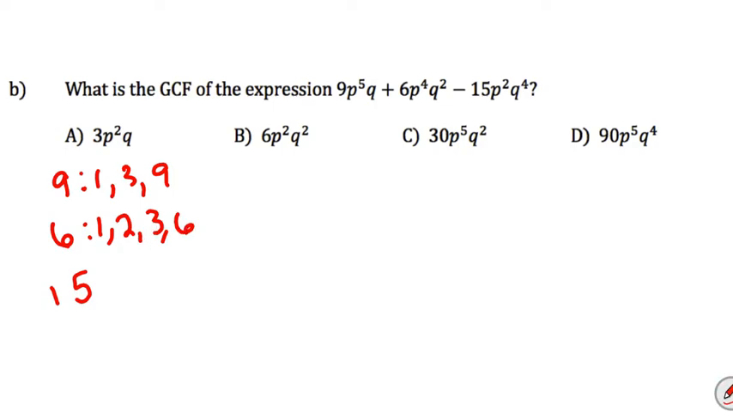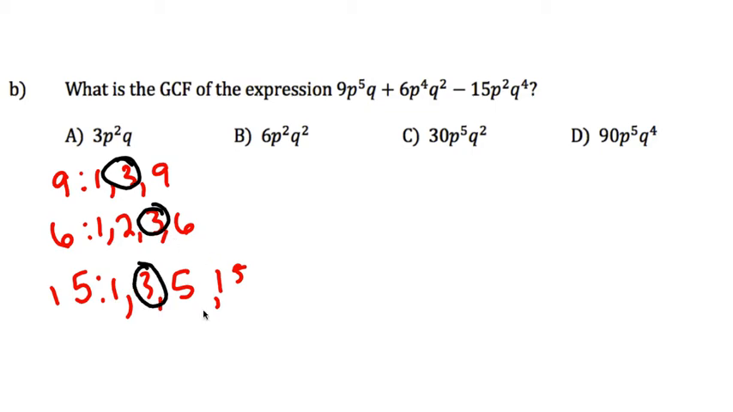And 15, we have 1 times 15, and then 3 times 5. Okay, so if we look over these and we say, all right, what's the biggest number they all have in common? Well, they all have a 3. Now remember, it has to go into all 3 of these terms. It can't just be 2 of them. It has to go into all 3 of them.